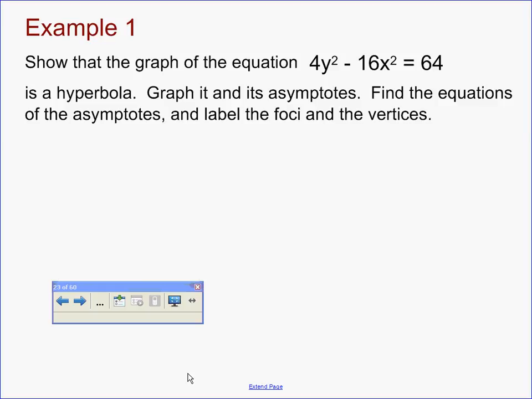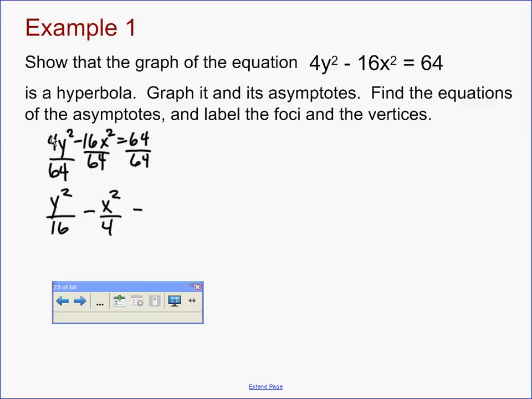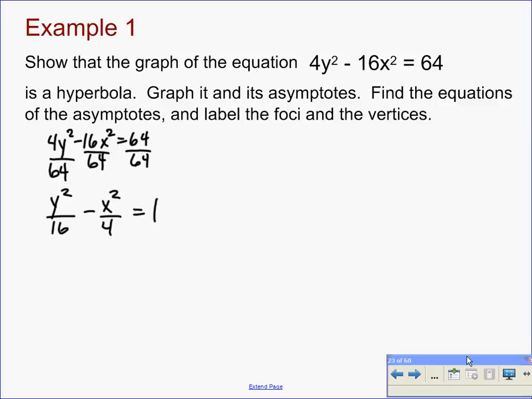We're going to start with the equation 4y squared minus 16x squared equals 64. We're going to divide everything by 64 to get us equal to 1. All right, and once we do that, we know we're going to end up with y squared over 16 minus x squared over 4 is equal to 1. At this point, it's obvious that what we have is a hyperbola. We know it's a hyperbola because we've got a y squared minus an x squared is equal to 1.